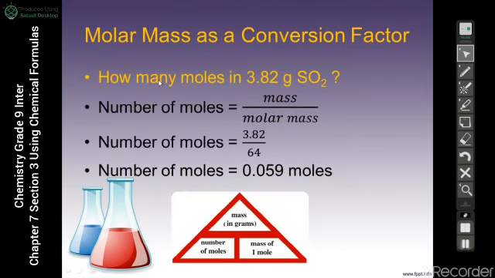For example, how many moles in 3.82 grams of sulfur dioxide? We have this relationship, and he asked about the number of moles. So the number of moles equals mass in grams over molar mass. The mass is given in the problem, which is 3.82, and the molar mass we can calculate from the periodic table, looking up sulfur and oxygen, and we will find that it equals 64 grams. So the number of moles will equal 0.059 moles.